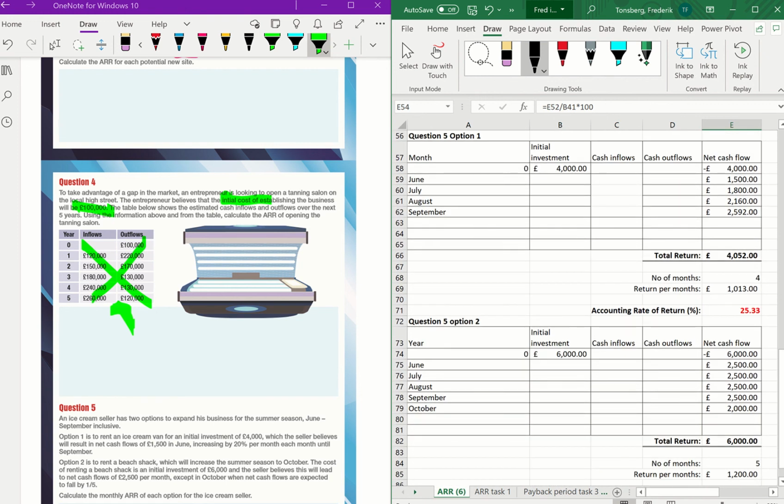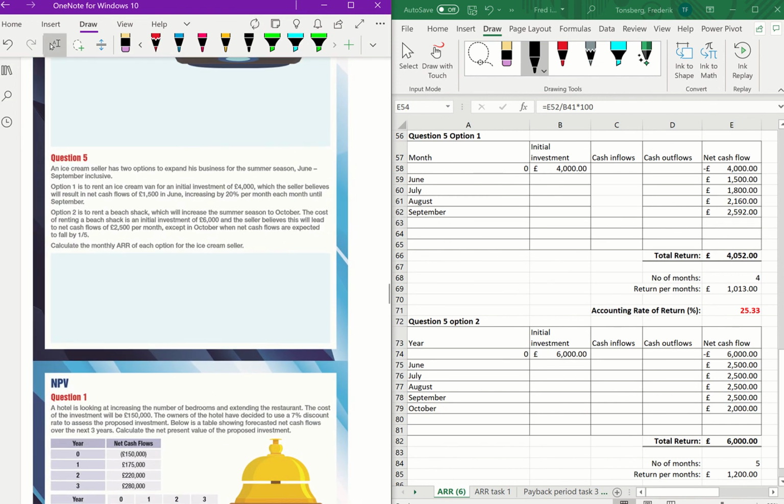And then the last one, question 5 here. Question 5 is a little bit funky because it's months and not days that we do this in. So, years. So, an ice cream seller has 2 options to expand his business in the summer season, June to September.